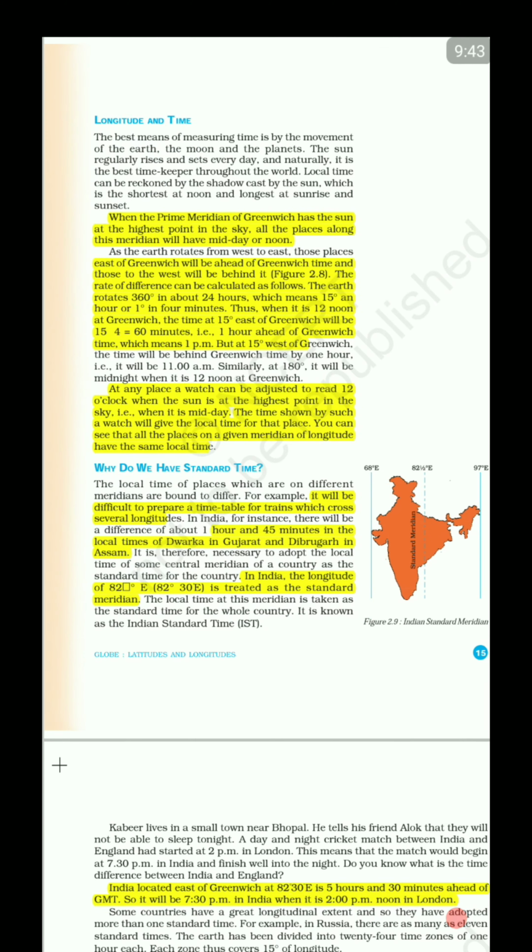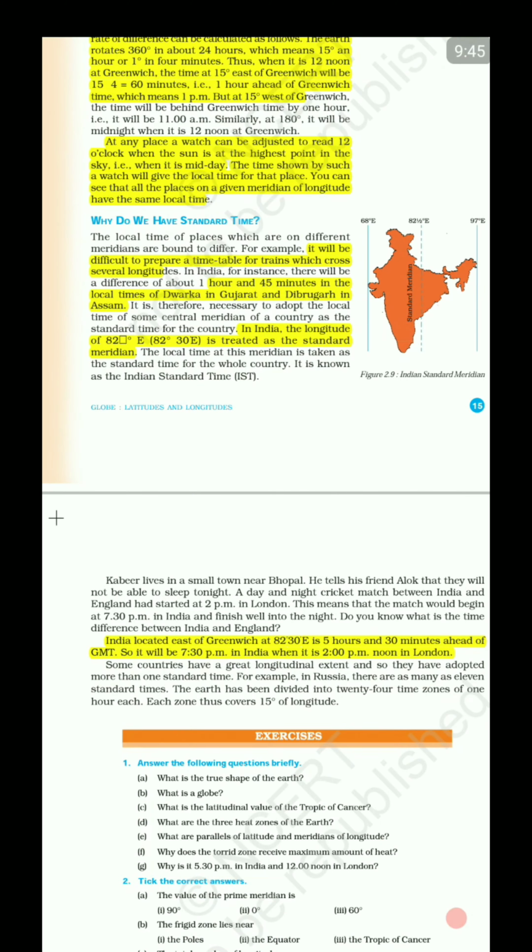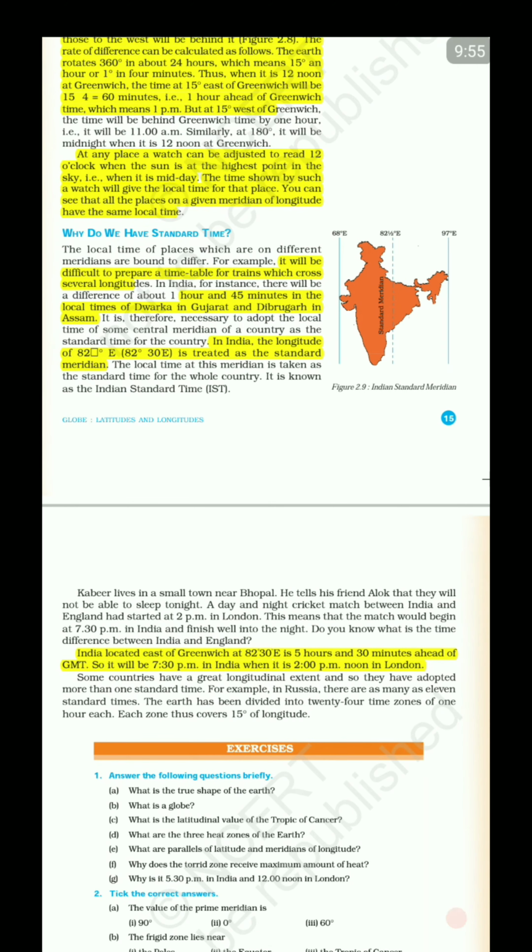Now, why do we have standard time? The reason is it would be very difficult to prepare timetables for trains. And if you see 68 and 97, take it as 98, almost 30 degrees difference, and 15 degrees corresponds to 1 hour, and 30 degrees corresponds to roughly 2 hours. So a 2 hour difference is a lot of difference.